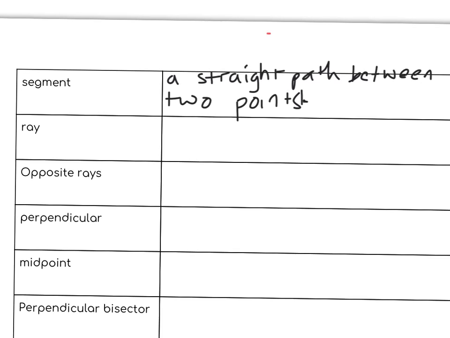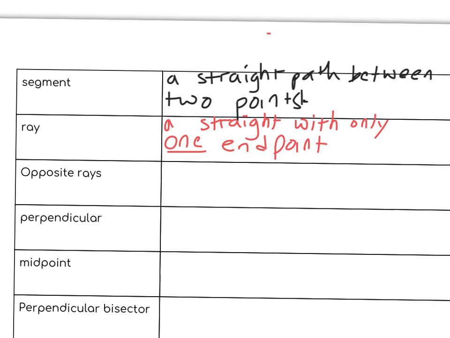Next up, we've got a ray. So this is another straight path. It's our last straight path. And we're going to say that a ray is a straight path, and it has only one endpoint. So in the other direction, it's going on forever. I'm going to say it goes forever one way.